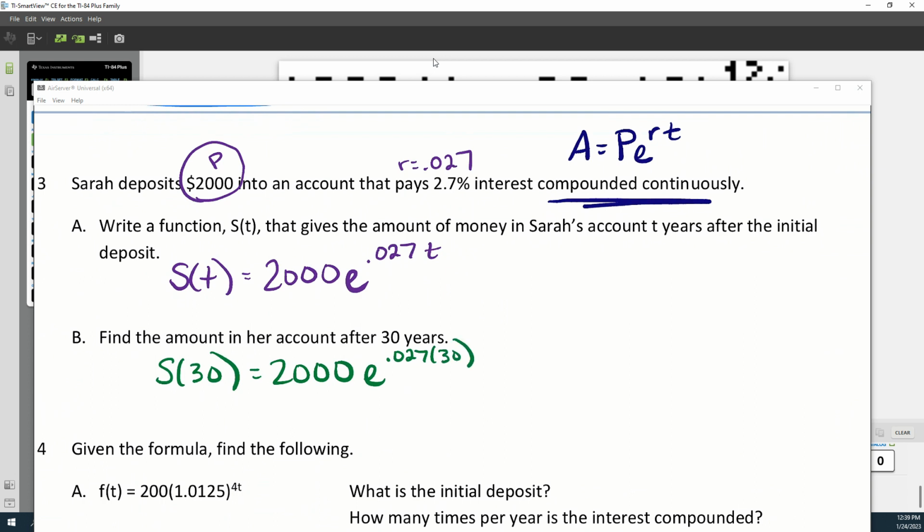Do you guys remember how to get E in the calculator? If you need to remember, E raised to a power in the calculator is going to be second, and then Ln.